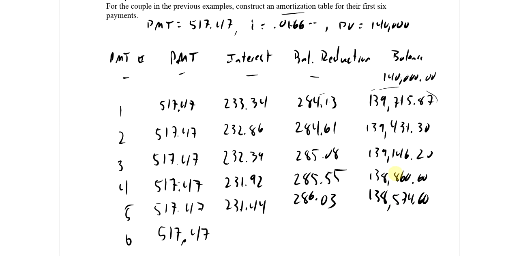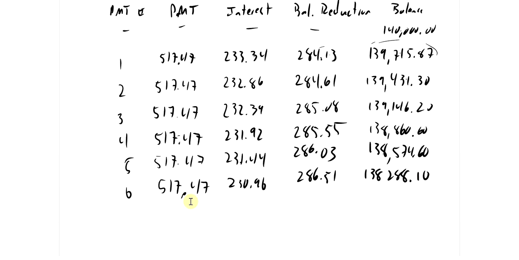And then the last of the 6 payments. And interest again is this times the interest, and that gives you 230.96. And this minus this, the payment minus how much goes to interest, is what goes to paying off the debt, and so then we subtract that from the balance to get the new balance, 138,288.10. Great. So how much have they paid over the first 6 payments? Well, 6 payments is $3,104.82. So that's how much they paid. How much have they paid in interest?